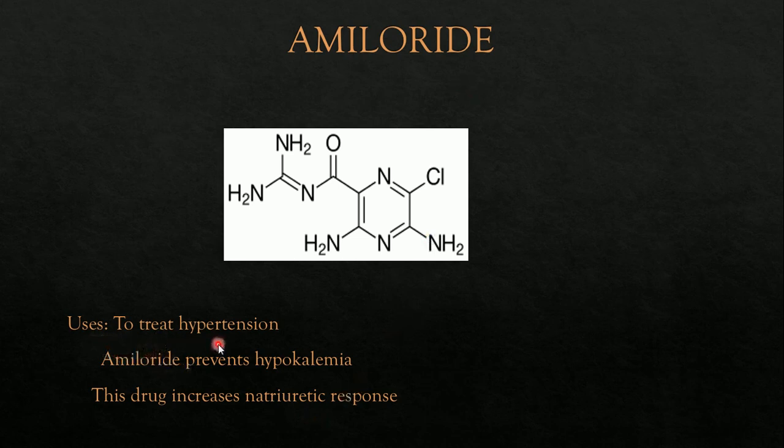Uses are, it is used to treat hypertension. Amiloride will prevent hypokalemia if the patient is having decreased amount of the potassium ions in his body. Then we can give amiloride to spare the potassium ions or to absorb back the potassium ions in the body. This drug will also increase natriuretic response. The excretion of the sodium through the urine can be increased by this drug.